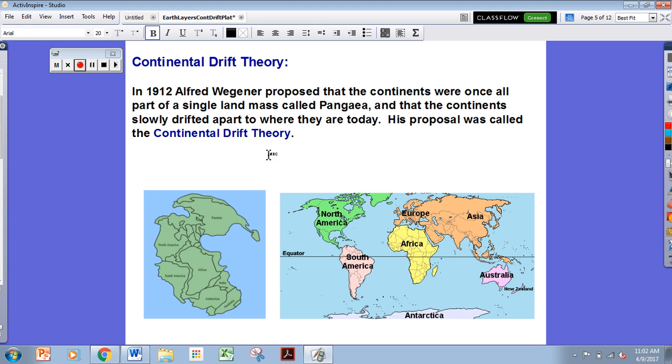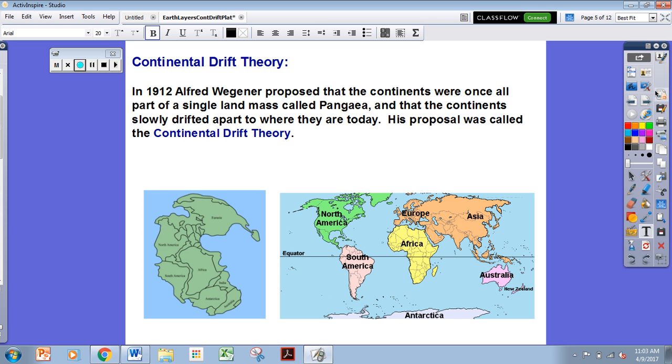And this word literally means all Earth. So all of Earth's land masses were clumped together in one big supercontinent. And that over time, over about 250 million years, they've slowly drifted apart to where they are today. And his proposal was called the theory of continental drift, or continental drift theory.